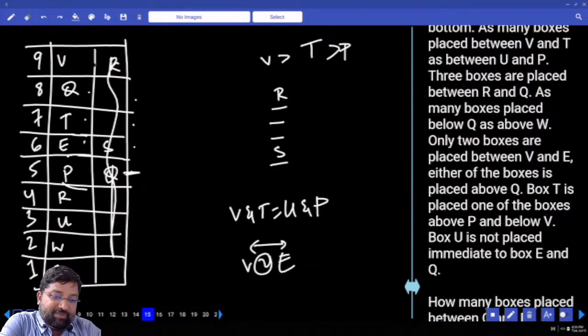Between V and T there is one box. Between P and U also there is one box. Did I get my answer? Yes.